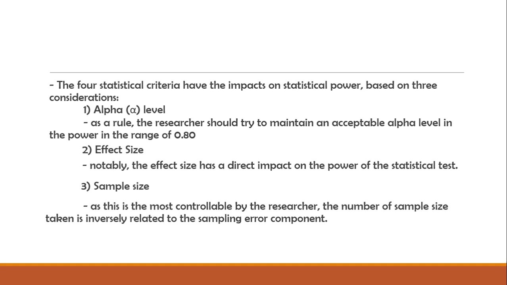Second, the effect size. Notably, the effect size has a direct impact on the power of the statistical test. It is a measure of group differences, typically expressed as the difference in group means divided by their standard deviation. Number 3, sample size. As this is the most controllable by the researcher, the sample size taken is inversely related to the sampling error component.